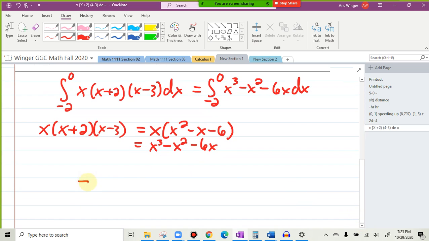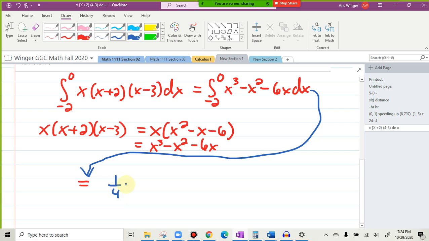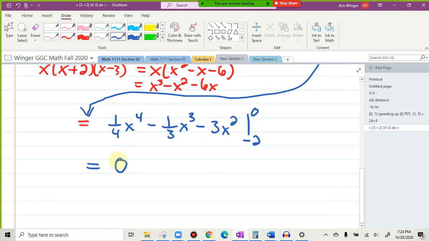We'll use the fundamental theorem of calculus to solve this. The integral from -2, let's use the theorem. This is then going to be equal to one-fourth x to the fourth minus one-third x to the third minus 3x squared, evaluated from negative 2 to 0. Plugging in 0 first gives us 0 for everything, minus plugging in negative 2 gives us this.